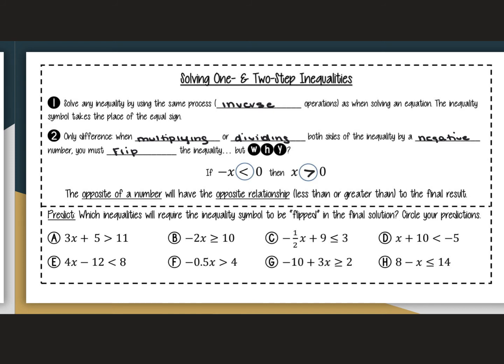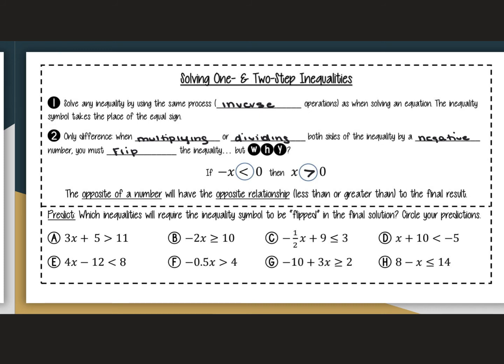All right, the opposite of a number will have the opposite relationship, less than or greater than, to the final result. All right, so now we're going to take a second and I want you to predict which inequality will require the inequality symbol to be flipped in the final solution. Circle your predictions. I don't want you to solve anything. I just want you to look and determine which ones we will have to flip the inequality sign.